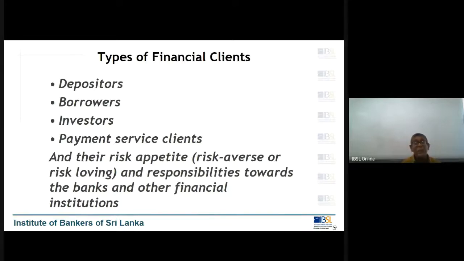So therefore, we need to study who are our different types of financial clients. Who are depositors? The people who deposit money in a savings account, we call savings depositors. Customers who open a current account, we call current account holders. People who deposit FD, we say term deposit holders, fixed deposit holders. We need to understand what type of products they are going to deposit in, what are the features of the product, and what are the characteristics of the depositor. We need to understand both together.